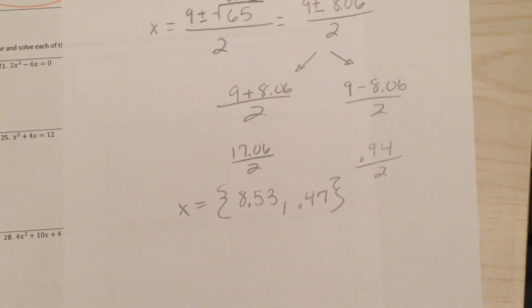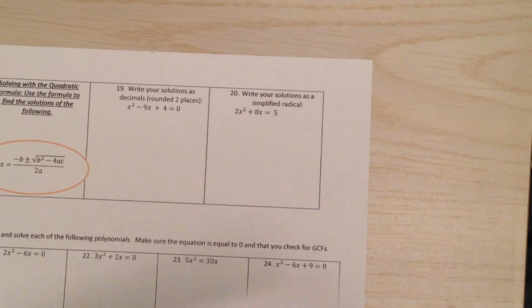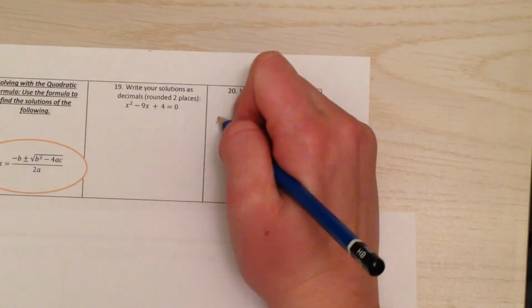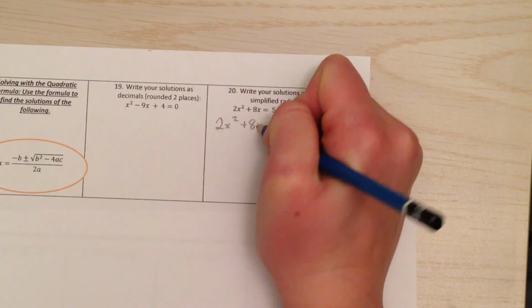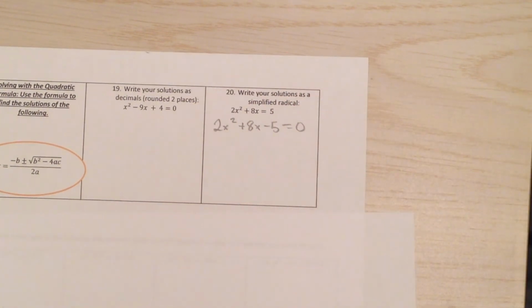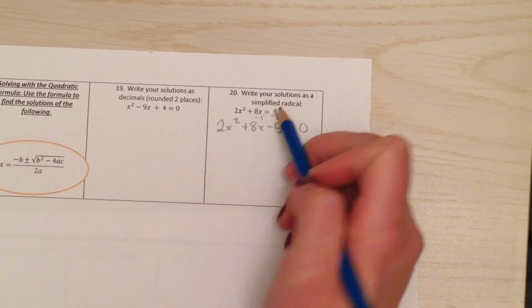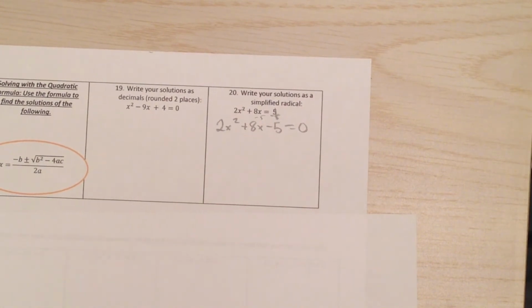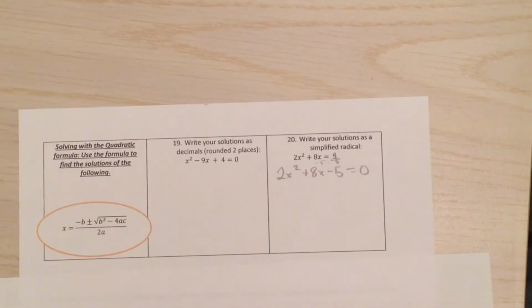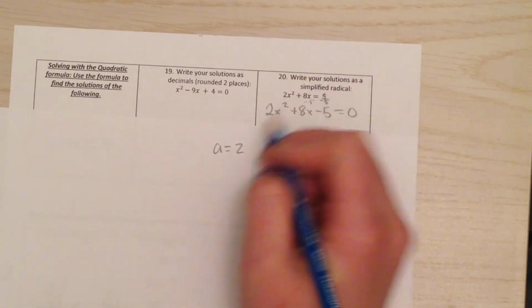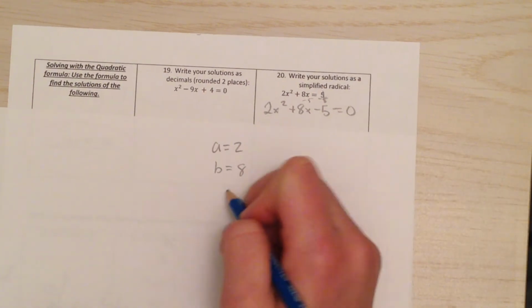Now let's look at number 20. This is an example of one that is not solved for 0 yet. So the first thing I'm going to do is rewrite this one as 2x squared plus 8x minus 5. So what did I do? I subtracted my 5 to make that a 0 over there, which meant it went onto this other side. So my A, my B, and my C on my scrap paper again. A is 2, B is 8, and C is -5.